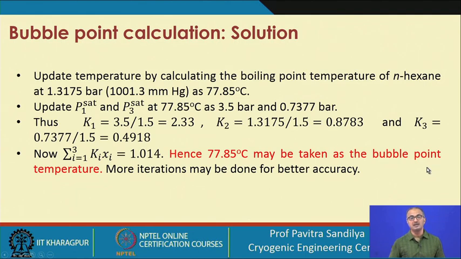Otherwise, if we need more accuracy, then we have to repeat this whole procedure again with these values. We again find the value of alpha, Kr, from that the T value, and then again we find the values of K1, K2, K3, and keep checking this particular summation. That is how we will carry out the iterations.